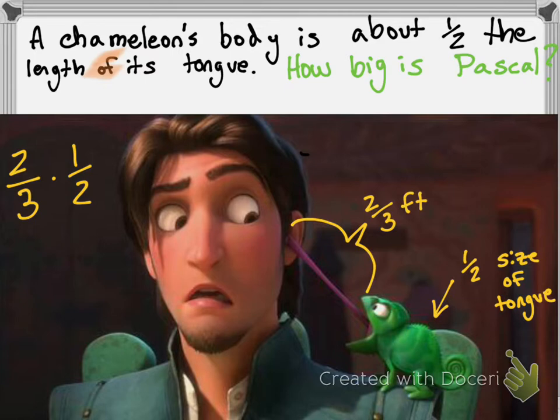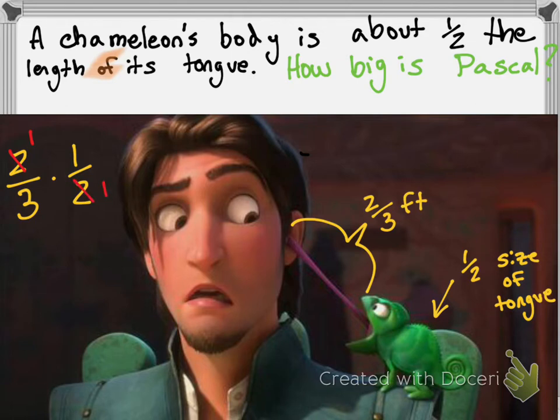Cross cancel means I'm going to look at this and this, and I'm going to see if they're both divisible by the same thing. Let's first look at 1 and 3. Can I make them any smaller? No. One of them's already a 1. We can't get smaller than 1. 2 and 2. Can I simplify them? Damar, what can I divide them by? 2. Yeah, I can divide them both by 2. So 2 divided by 2 is 1, and 2 divided by 2 is 1.